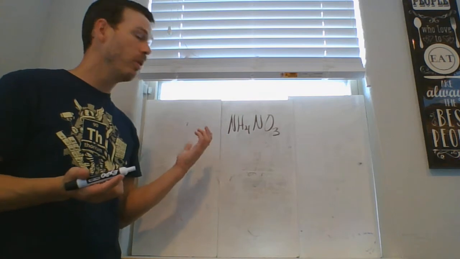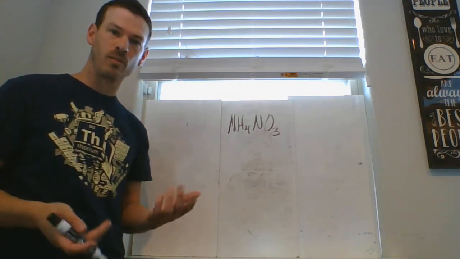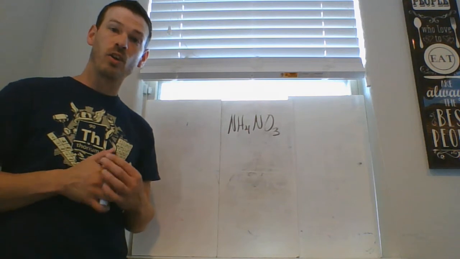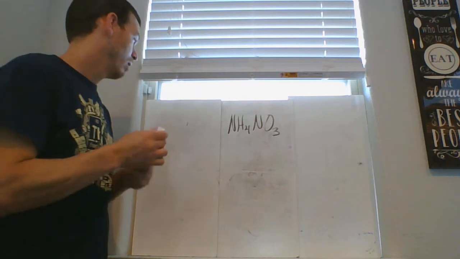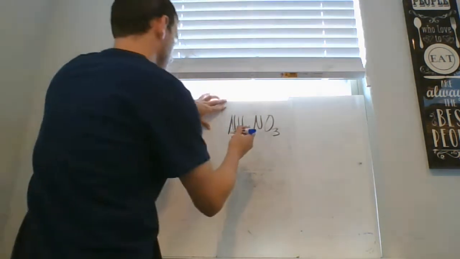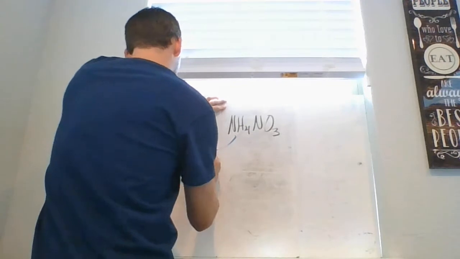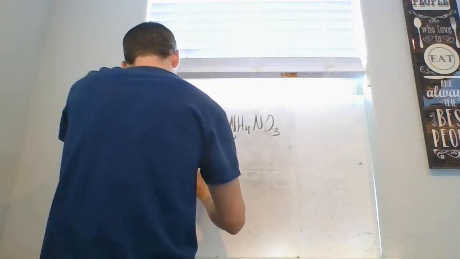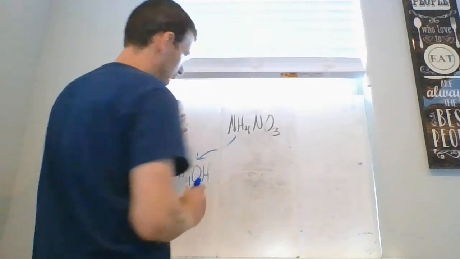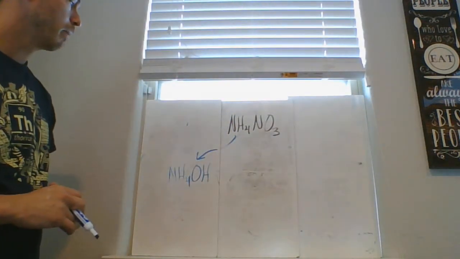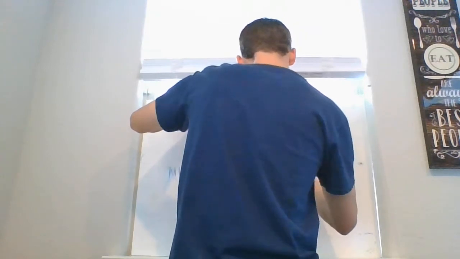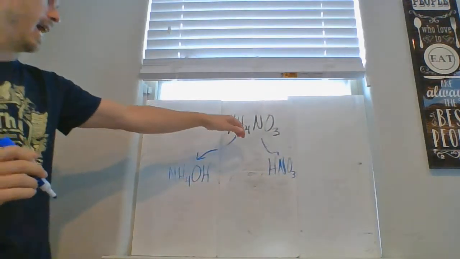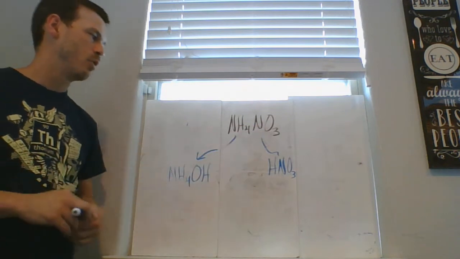I want to know, will this salt make a solution more acidic or more basic? In order to do that, I need to look at who its parents are. Who's your mommy and who's your daddy? So ammonium's daddy is going to be NH4OH. His daddy left when he was very young, so don't bring it up. Nitrate's daddy is going to be HNO3. So you'll notice all I did was take the cation and throw hydroxide after it, and take the anion and throw hydrogen before it.